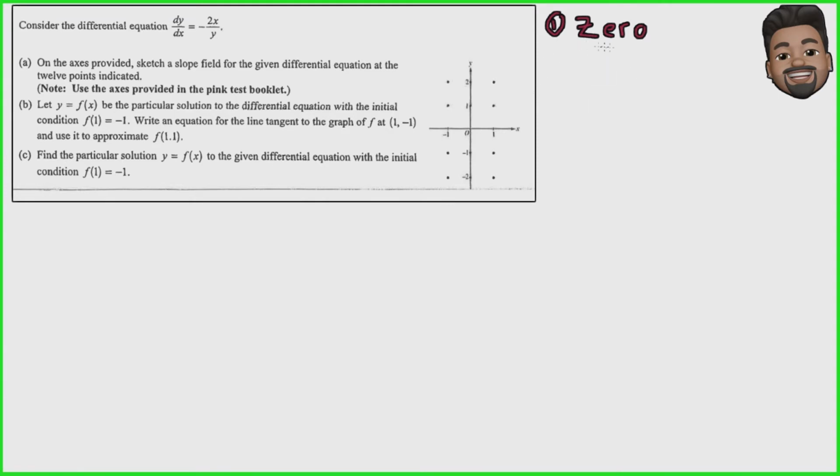We got to plug and find our zero slopes. If I look at my equation up above, I know that I'm going to get zero slopes when the value is 0. So what do I need to plug into x to get 0? Well, x needs to be 0.